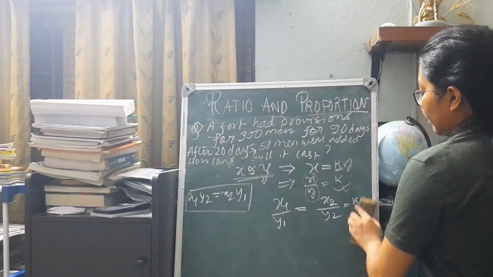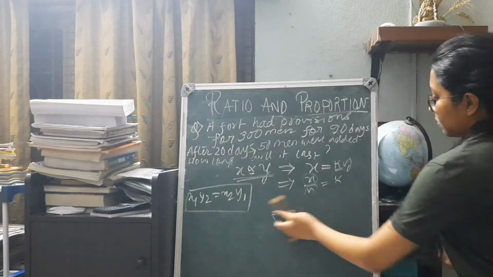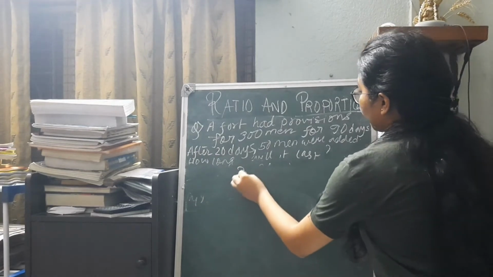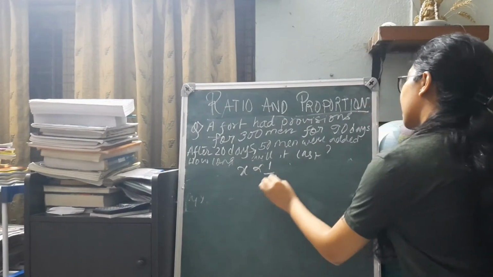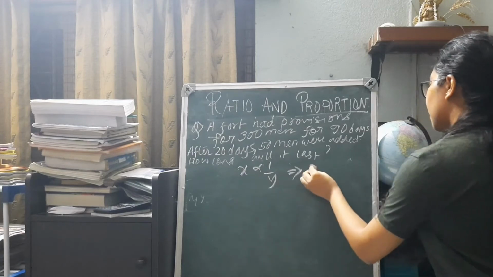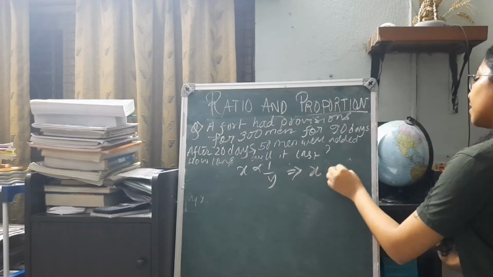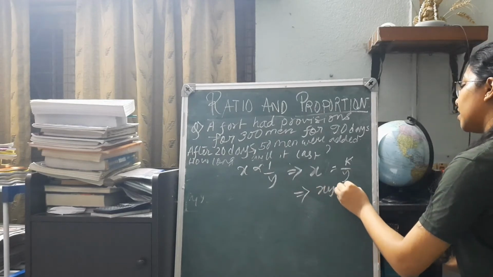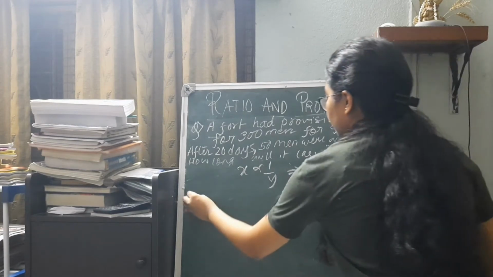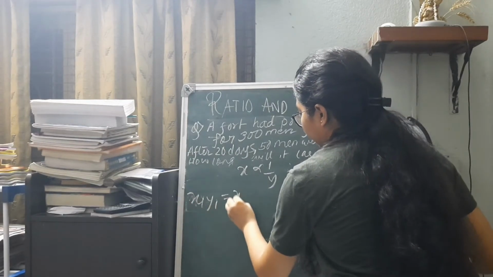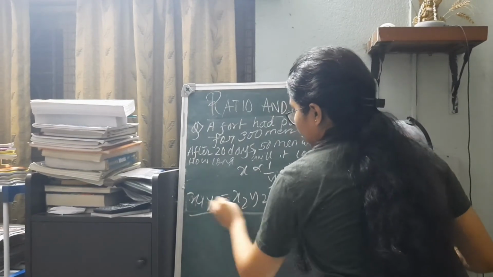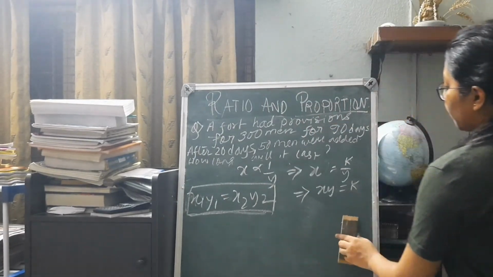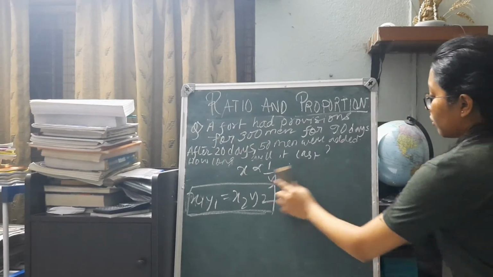But when we go for inverse proportion, that is x is inversely proportional to y, that means x is equal to k by y. That means xy is constant for inverse proportionality. So x1 y1 is equal to x2 y2. So this is what we will be applying here, for inverse proportionality, the fact that xy is equal to k.